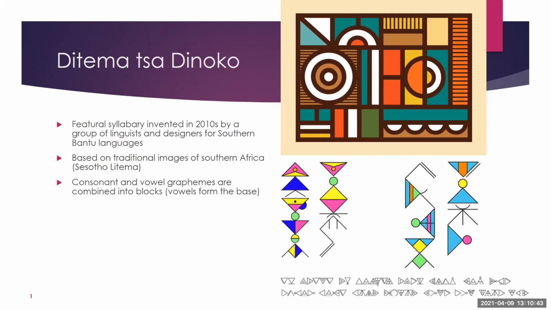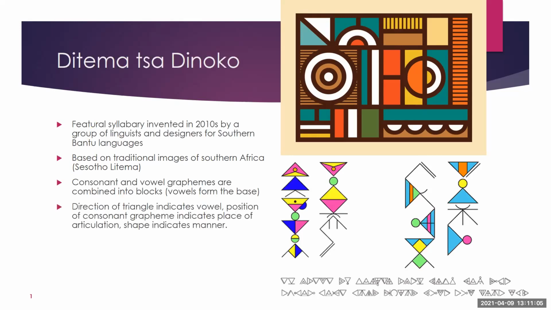And I'll talk about it a bit more. I have a chart on the next page as well. But consonant and vowel graphemes are combined into blocks. And in this case, this is why earlier I said that I was going to contradict myself. In this case, the vowels form the base, and I have not seen any other writing system that does that.